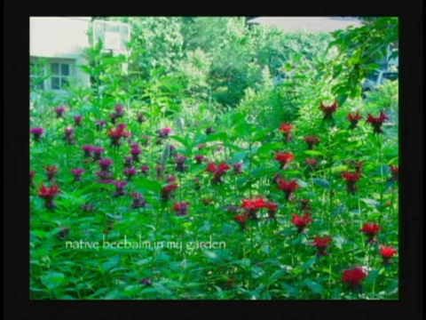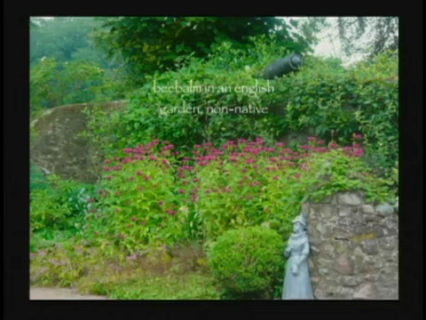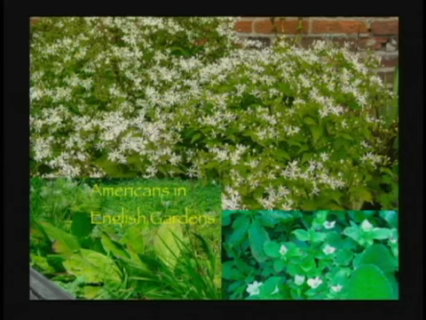This is native bee balm, monarda, in my garden, and in the Northeast it's native. Here's the same plant, bee balm, in an English garden where it's not native. And here are many Americans in English gardens. The English are very fond of our plants. We have asters. They're even growing skunk cabbage along a little stream here. And in the lower right-hand corner, we have Cornus canadensis, which is bunchberry, and the skunk cabbage I already talked about, and we have asters.